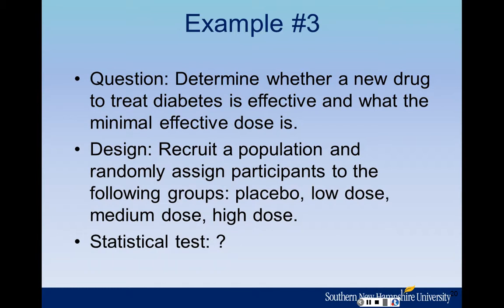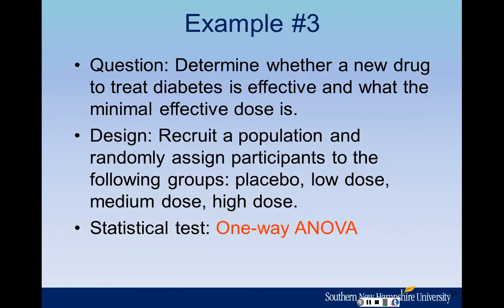Okay, well, these people in the groups are separate people. They're unrelated. The people in the placebo group are not the same people as the people in the low dose, medium dose, or high dose groups. So these are independent. So this is called a one-way analysis of variance. It's the independent version of analysis of variance because the people in these 4 groups are different people.